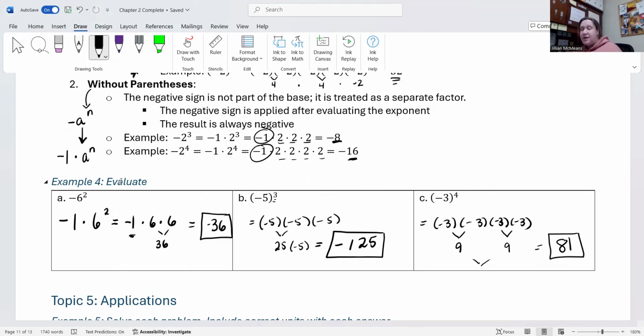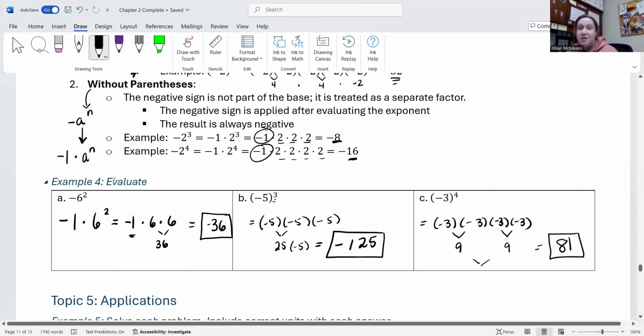Okay, so there you have it. That's exponential notation with negative bases. One more video and we'll be done with this worksheet.